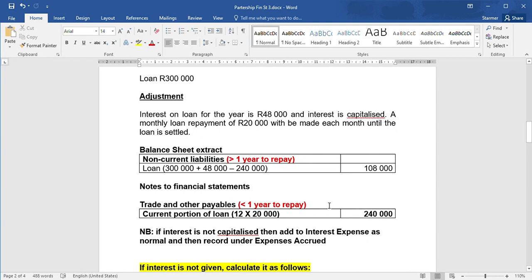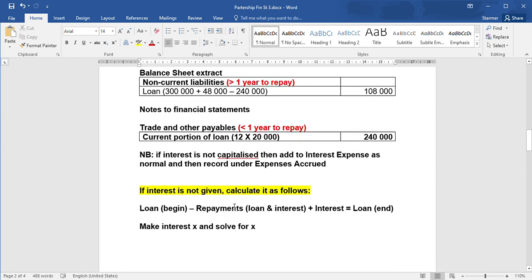So we're not saying we don't owe the money, we're just saying it is a different type of liability. You leave the part up here that you've got more than a year to pay back, and the part that you've got less than a year to pay back, move down to your trade and other payables note. And then just remember, if interest is not capitalized, then it will be expenses accrued rather, okay, you won't add it to your loan.